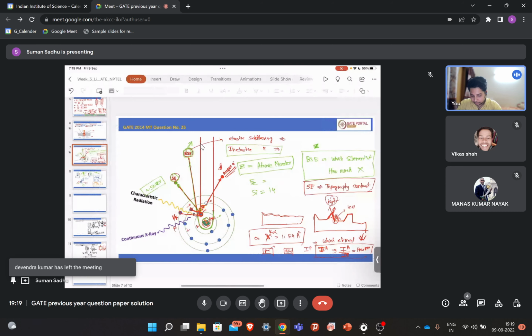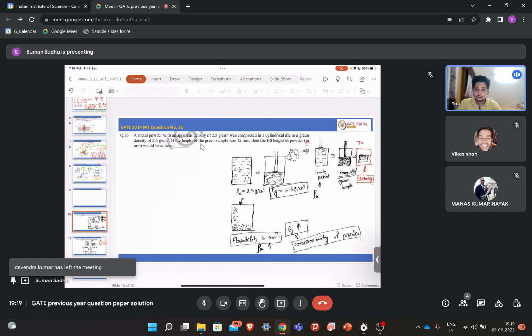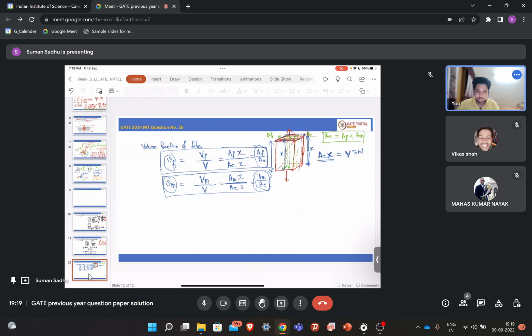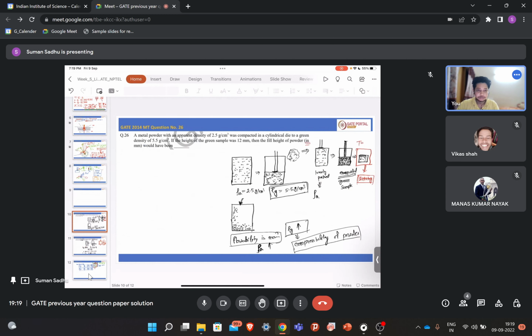And the third question was this one: the apparent density and the green density of the powder were given, and we had to calculate the fill height. Okay, so does anyone have any doubt with these three questions, or are all okay with them? Okay, so if no one has any question, then we'll close for today.